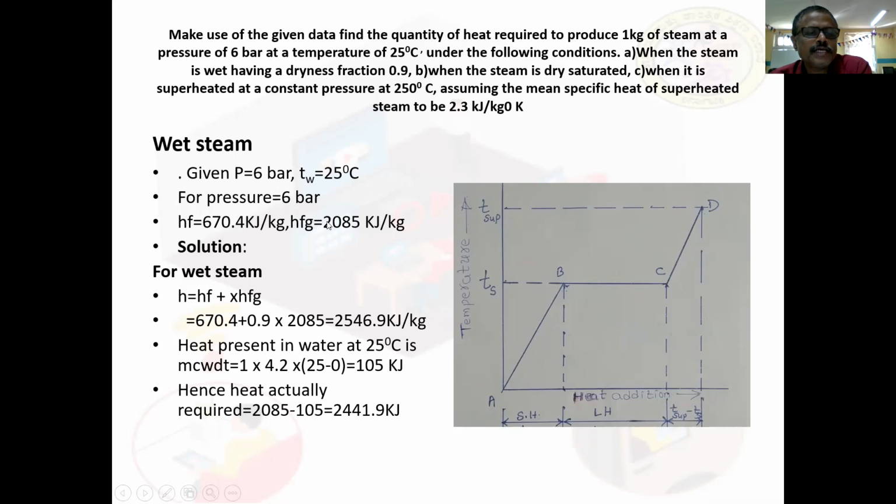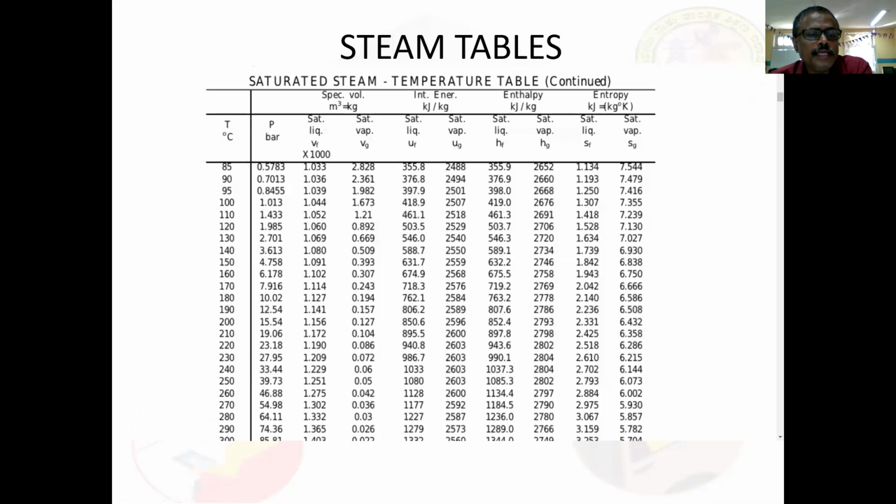Without steam tables, there is no way you can solve this problem. So I can show how HF is 670.4 in the steam tables. So pressure is 6 bar. Here it is not 6 exactly, it is showing 6.178. So for 6 bar, assume it is 6 bar. In other steam tables, you will find these values as 6, 7 like that. So this pressure reading you have to note down. 6.178 it is there.